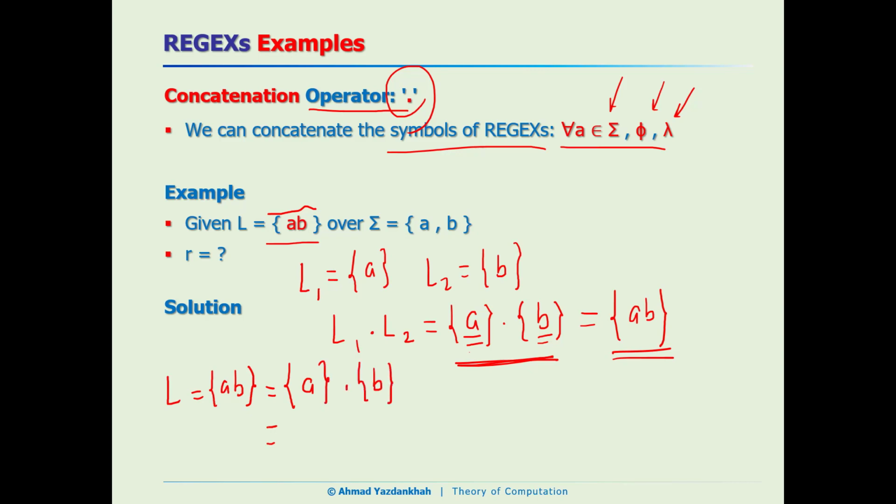And if you refer to the previous example, the regex for A that we already know is A, and concatenation is just this dot, and B will be B. So bottom line, the regex of this language will be equivalent to A dot B.